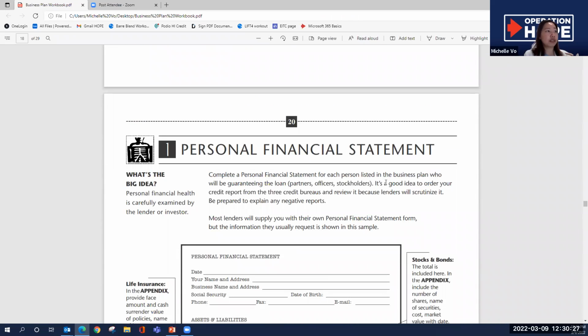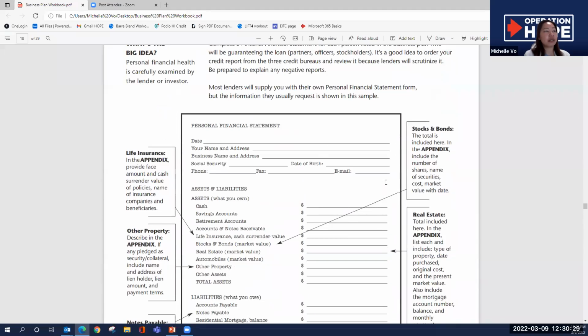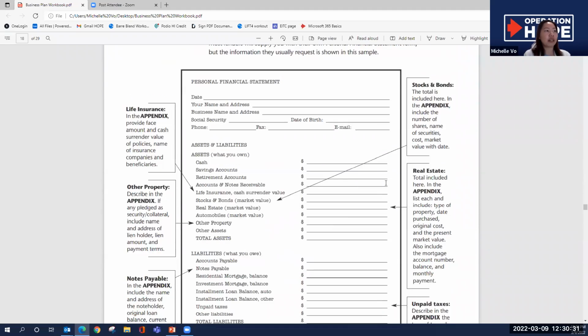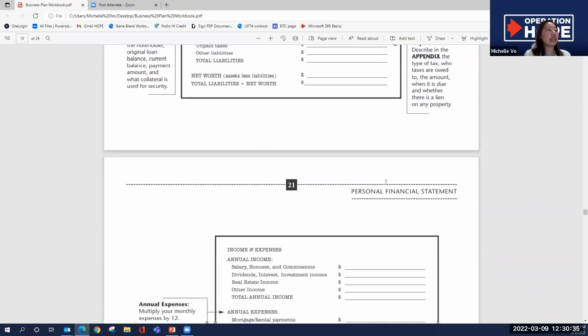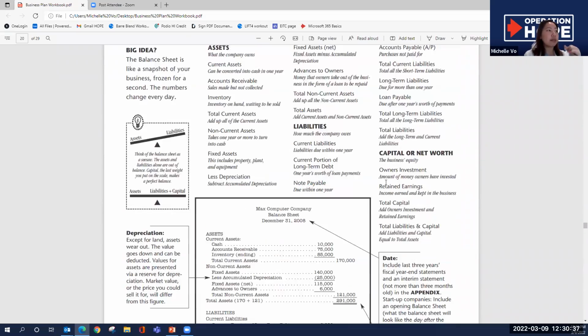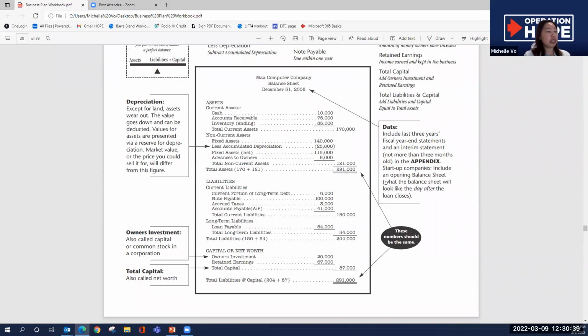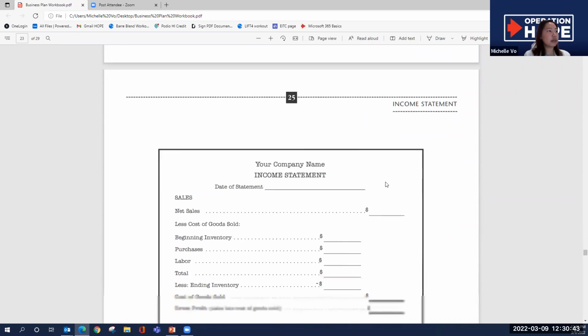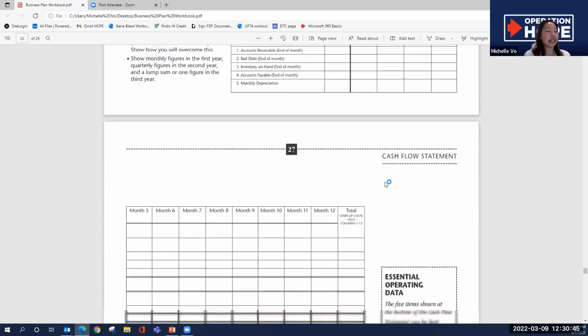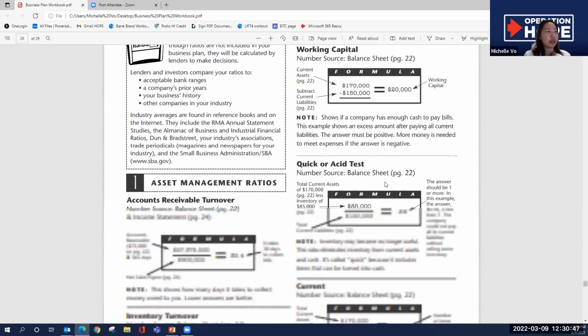Also a personal financial statement. If you don't know what it looks like, that will tell you exactly. It has a little template to show you what it looks like. And the balance sheet, this is what the balance sheet would look like as well. And here we go, income statement. So literally, like I mentioned, every single component will be like this.